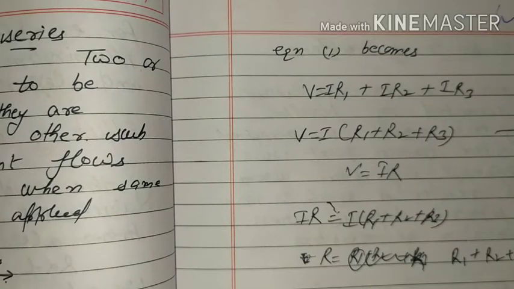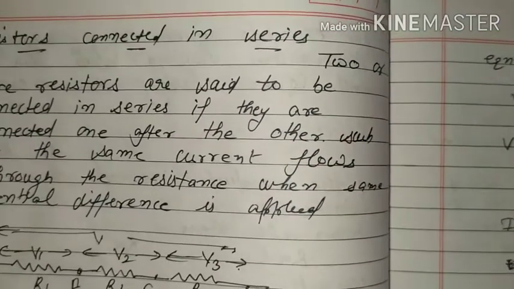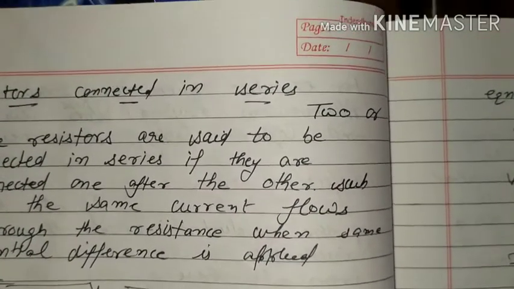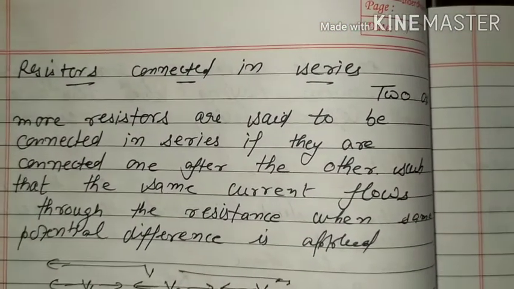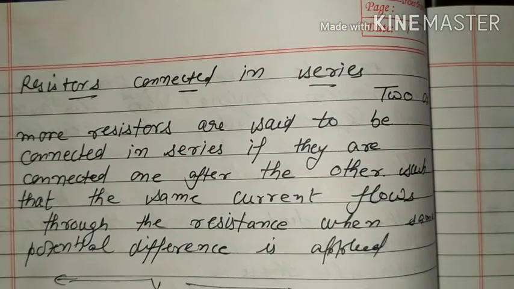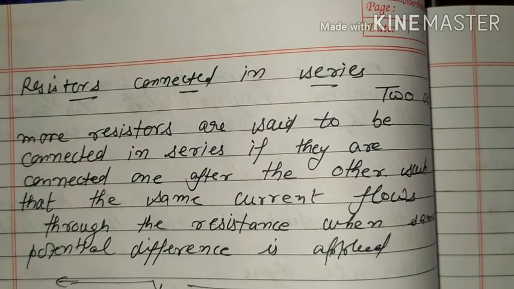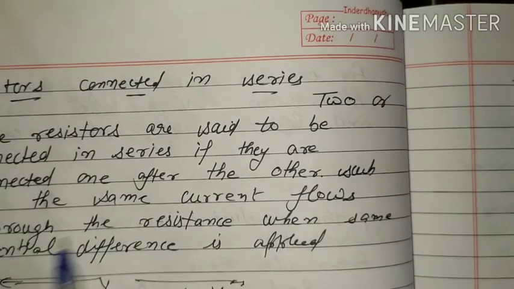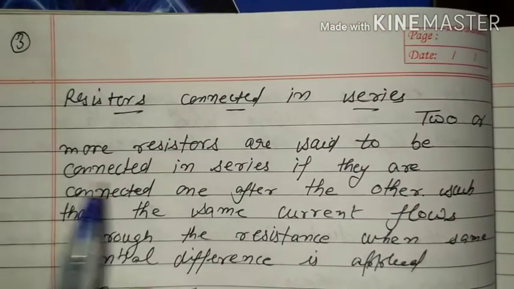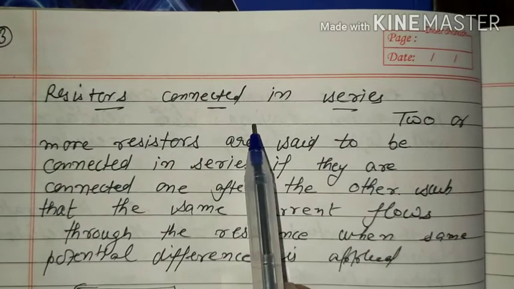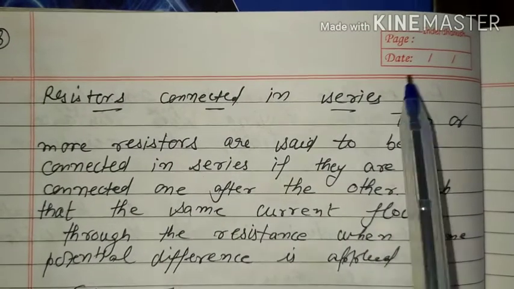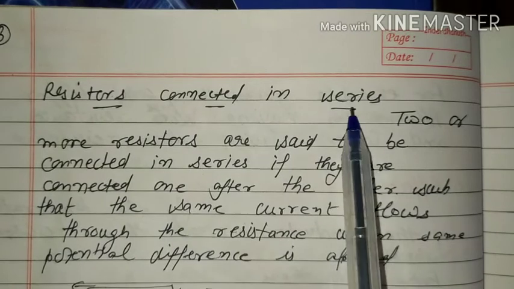Students, we are on the topic of resistance. First of all, what is resistance? Resistance is the property of a conductor by which it opposes the flow of current. Now how are resistors connected? The first method is resistors connected in series.